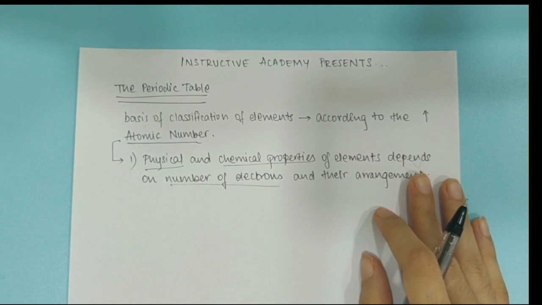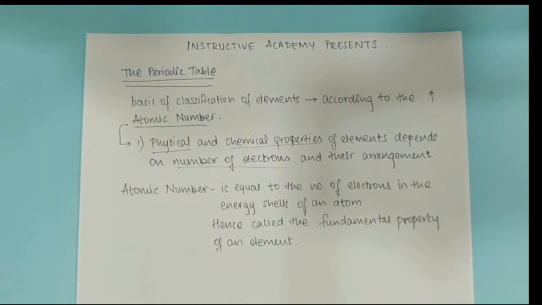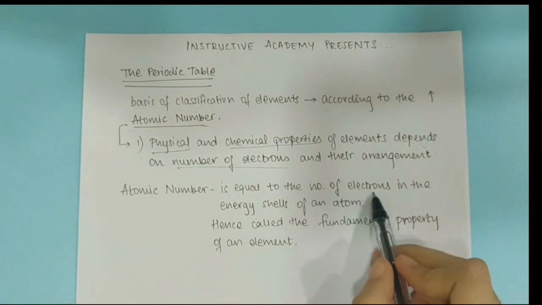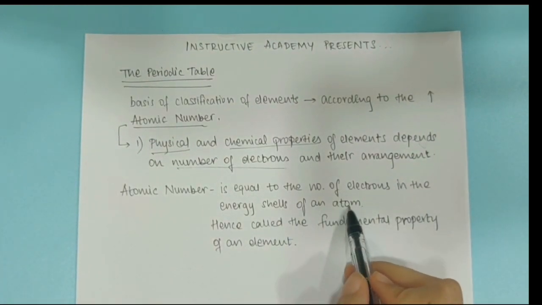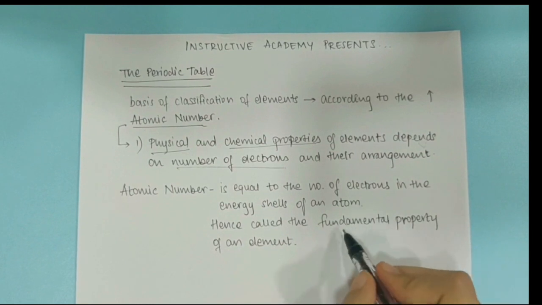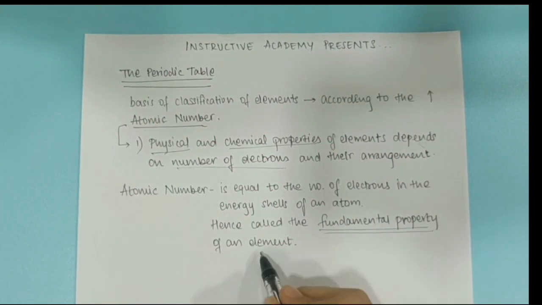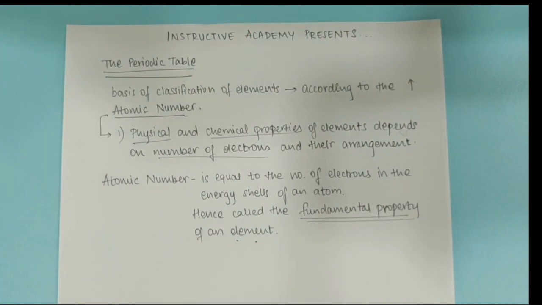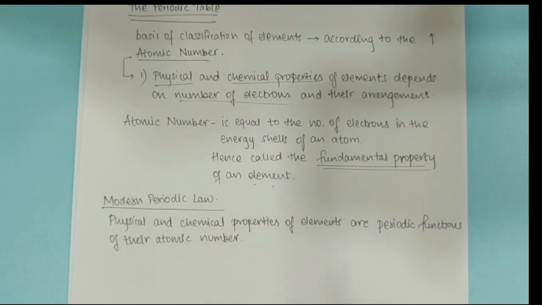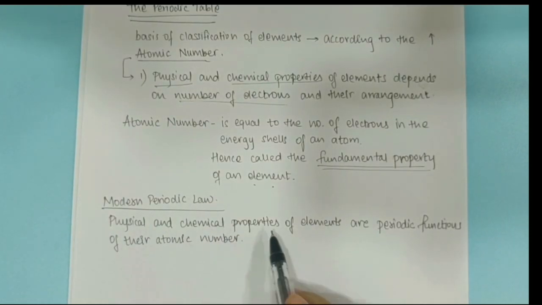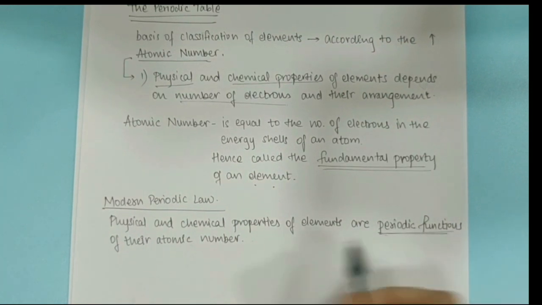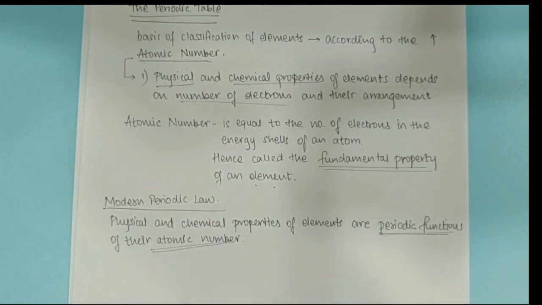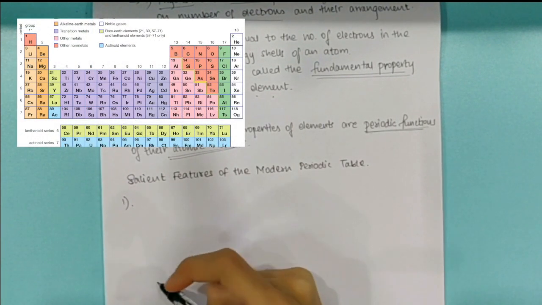Now, what is atomic number? Atomic number is equal to the number of electrons in the energy shells of an atom. Hence, it is called the fundamental property of an element. So, the arrangement of the elements in the periodic table is thus based on the modern periodic law, which states that the physical and chemical properties of elements are periodic functions of their atomic number.